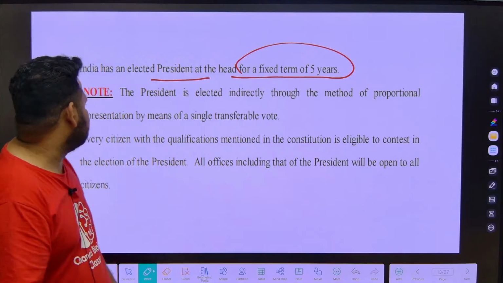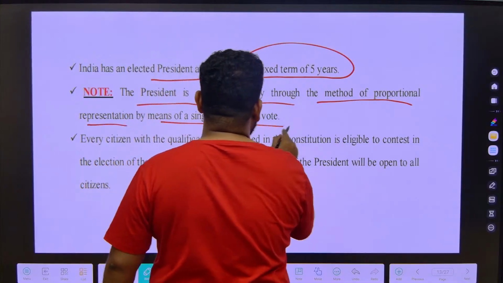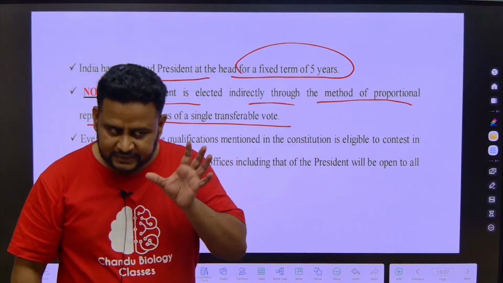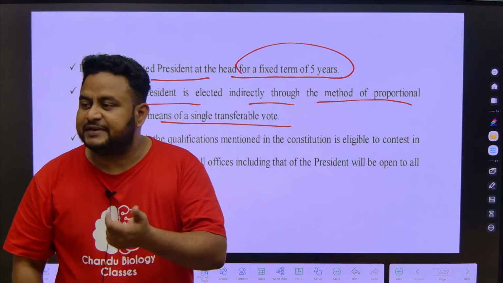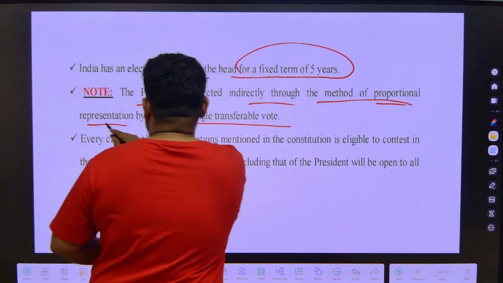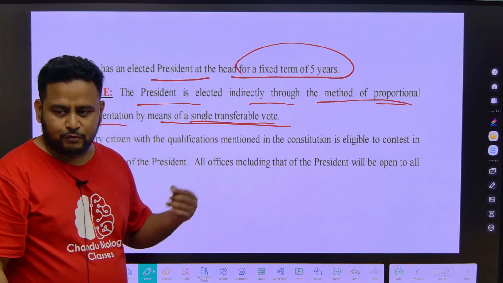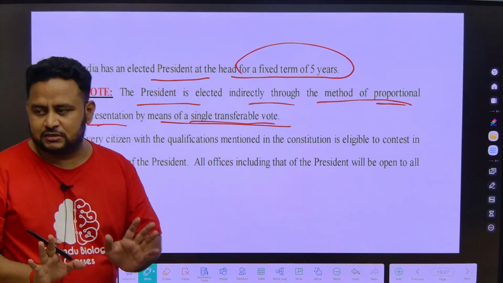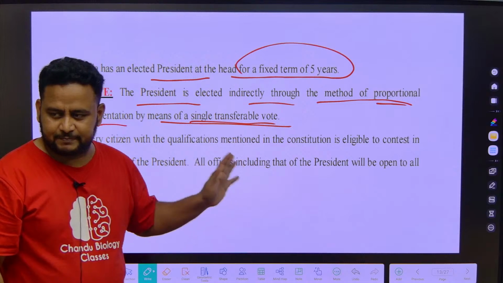Next, the president is elected indirectly through the method of proportional representation by means of single transferable vote. What is the type of election that takes place for the president? I told you it is an indirect election. But what is the method? That method is called proportional representation by means of single transferable vote, STV. No need to worry, when I talk about the president, I will explain what is proportional representation and single transferable vote. I will explain in detail along with pictures how the method takes place, with perfect examples.